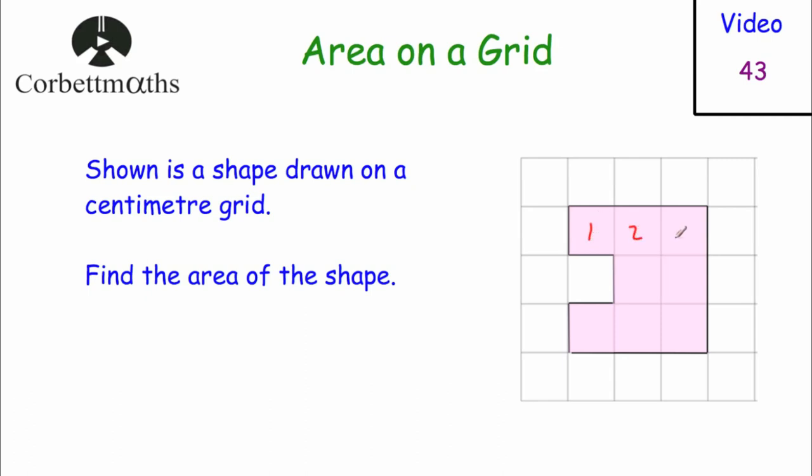So 1, 2, 3, 4, 5, 6, 7, 8. And because it's 8 squares and each one has an area of 1 centimeter squared, the area would be 8 centimeters squared. And that's it.